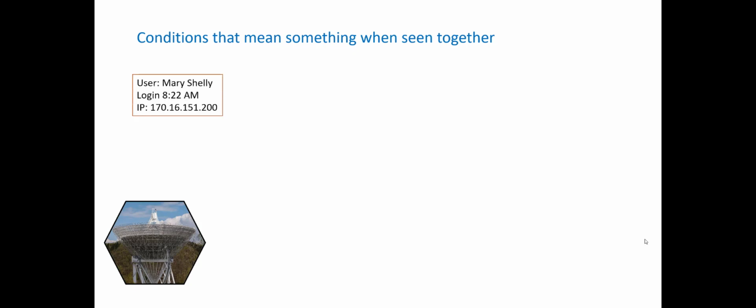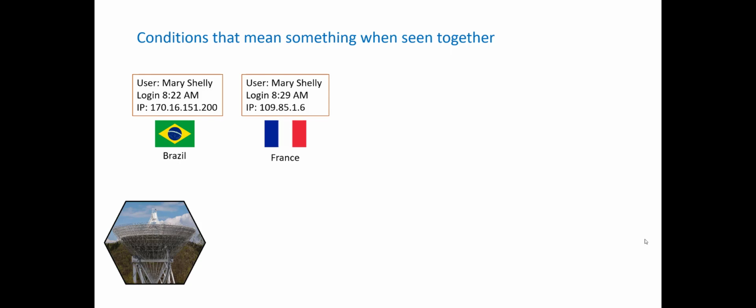So in this case, I have a user named Mary Shelley, and she is logged in at 8:22 a.m., sounds fine, at an IP address. And then Mary's logged in at 8:29 a.m. at a different IP address, and on the surface, this looks fine. Doesn't look like a problem at all, until you realize one of those IP addresses is in Brazil and another one is in France, and I get some real questions about what's going on with Mary. This might be a problem.